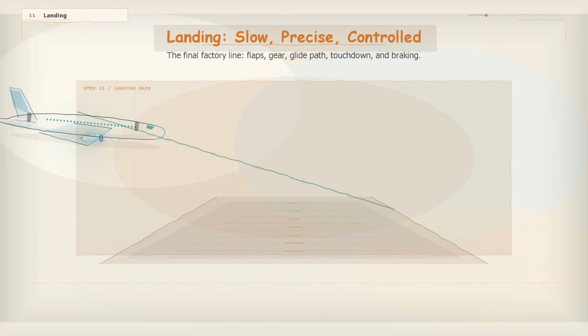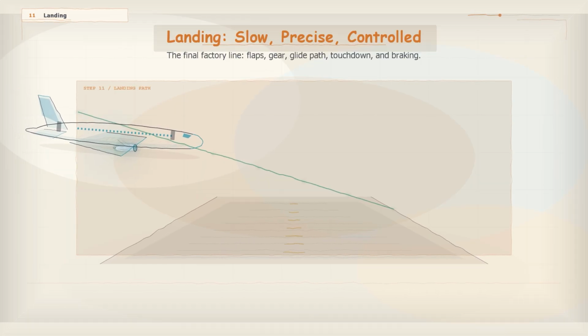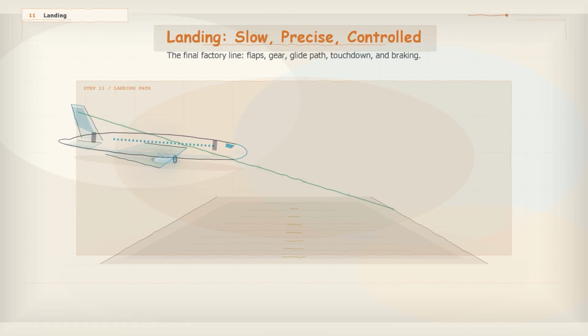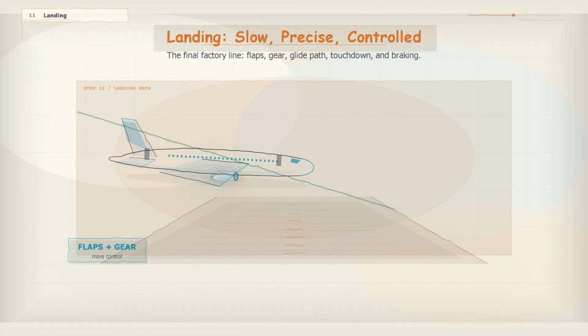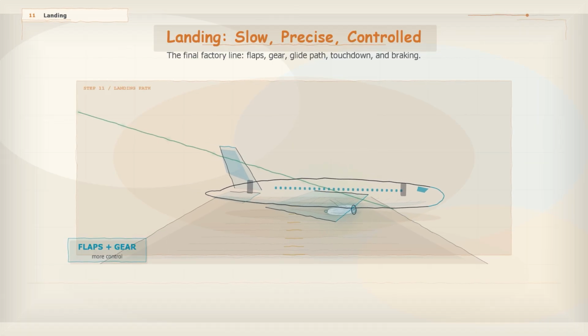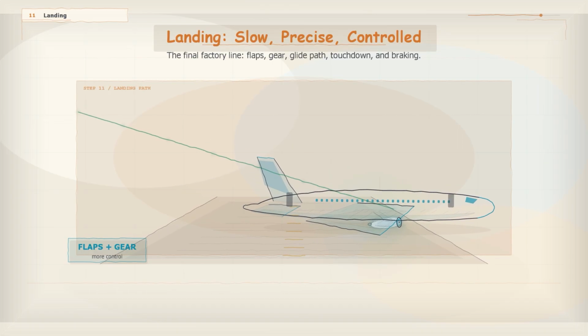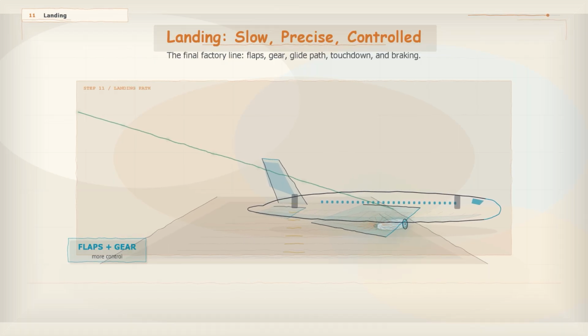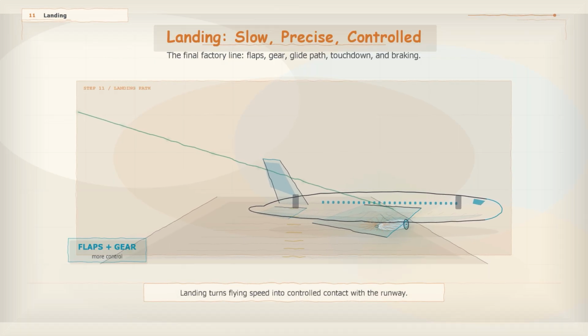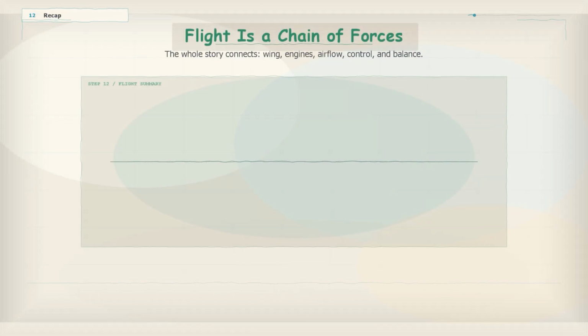Landing is a controlled trade. Less speed, more drag, and accurate lift. Flaps extend. Now the wing can still make lift at lower speed. The landing gear comes down and adds drag. The pilot follows a smooth path toward the runway. At the end, flight speed becomes gentle contact with the ground. Now the whole story of flight fits into one picture.